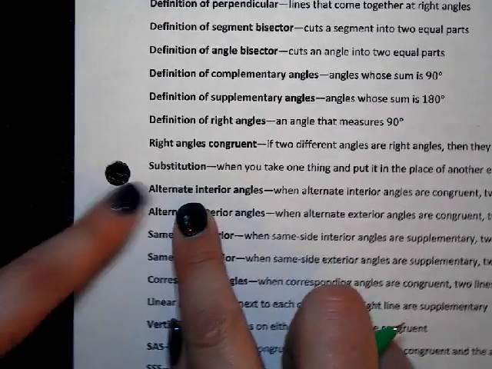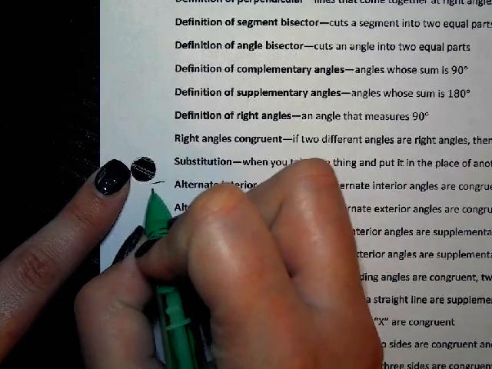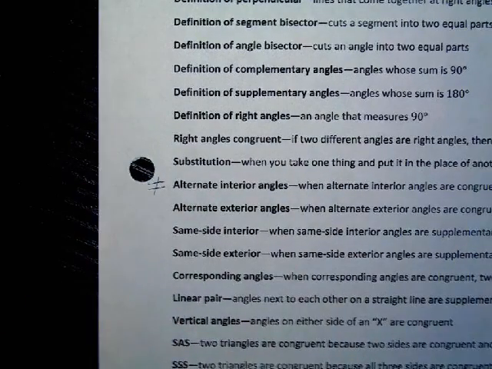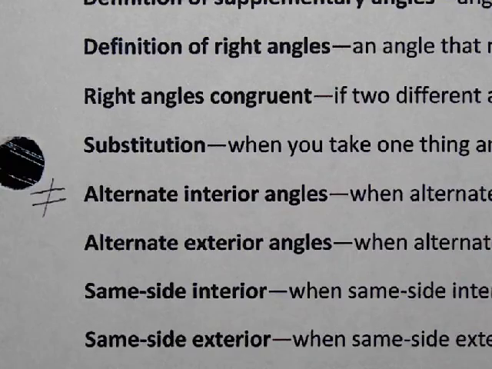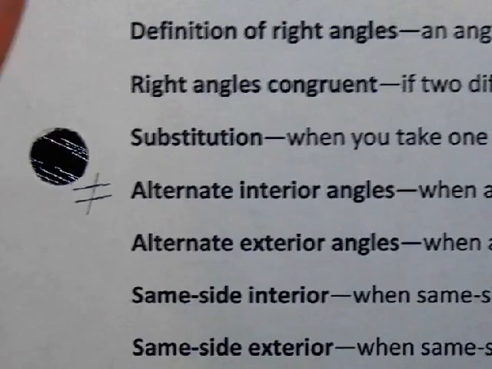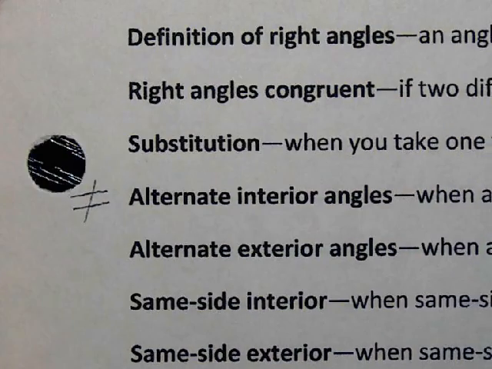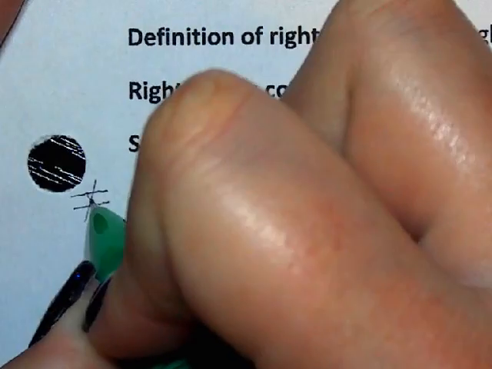Alternate interior angles, let's draw a little picture. So we have two parallel lines and a transversal. And what do alternate interior angles look like? They're between the parallel lines, right? Between the parallel lines on opposite sides. And they are the exact same measurement.